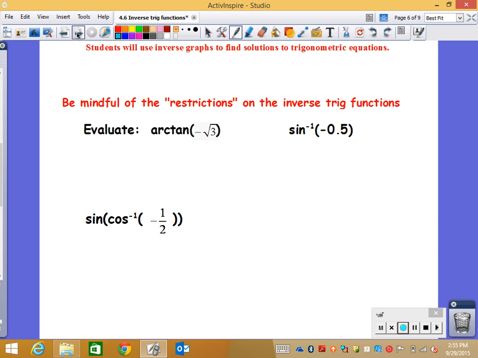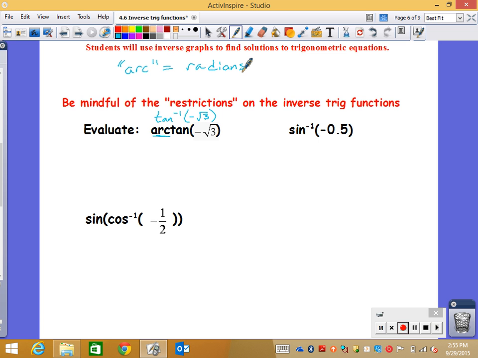Okay, so let's use some of these restrictions now and what we've learned before to solve these problems. The arctan of negative root 3. Now, just a word before we get started. This arctan means the exact same thing as inverse tangent of negative root 3. The only difference is when you have arctan, it means your answer is going to be in radians. So when you see arc, you should immediately think radians. Your answer will be in radians. But other than that, it's the exact same thing.